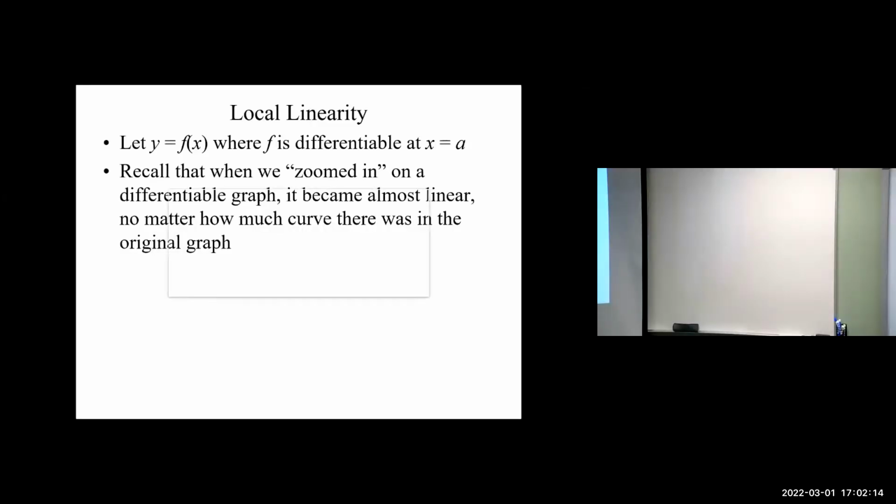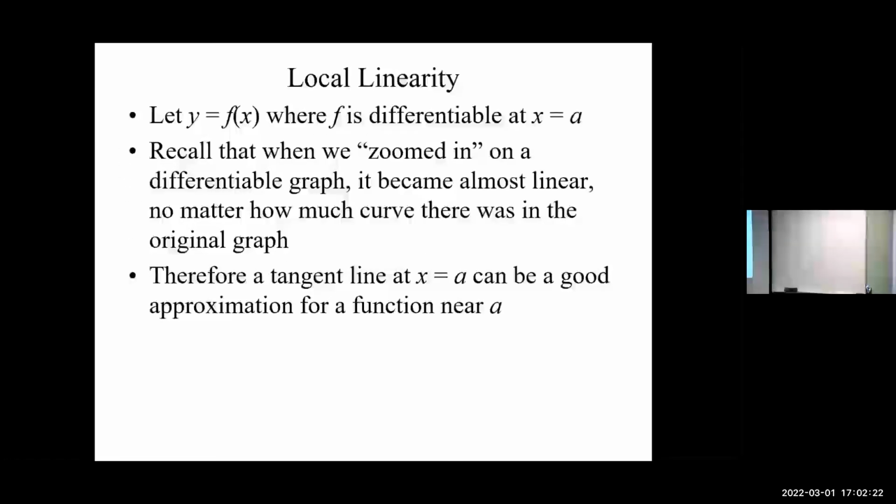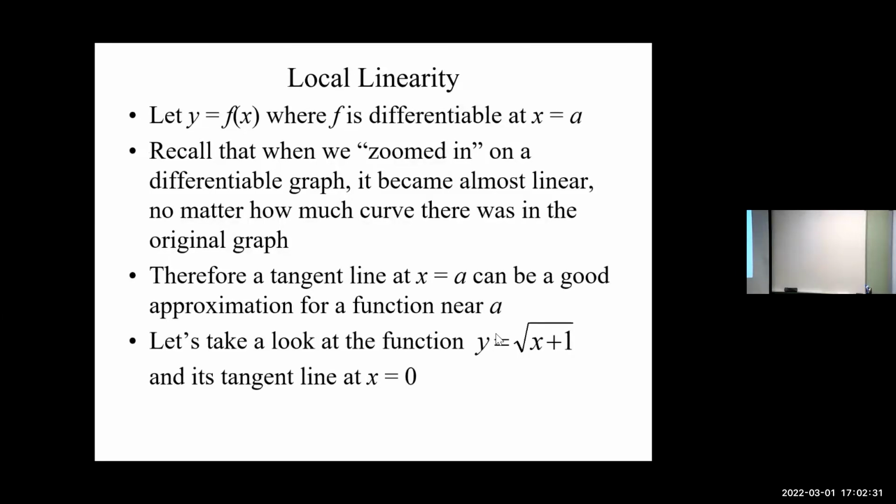No matter how curved the graph is, it eventually looks straight. That's the idea behind local linearity. Why is that important? Well, that means it's differentiable, and that means we can use a tangent line to approximate it locally. So right now we're just talking in 2D, just to orient ourselves to what we're going to be talking about.